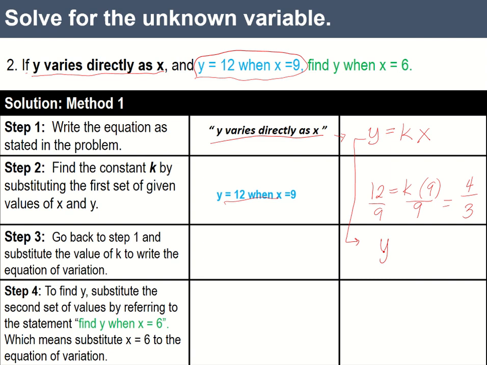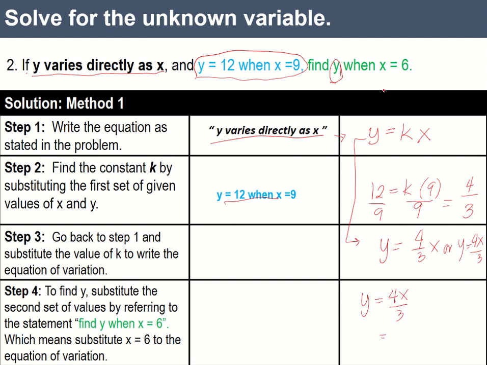To write the equation of variation, we have 4/3 of x, or y is equal to 4x over 3. Then, how do we solve for y? In solving for y, you make use of this equation. So we have y is equal to 4x over 3.